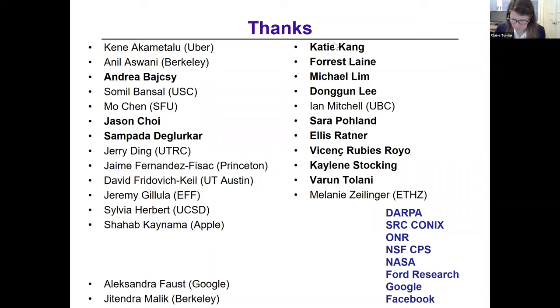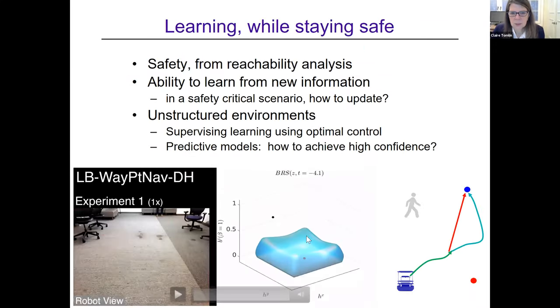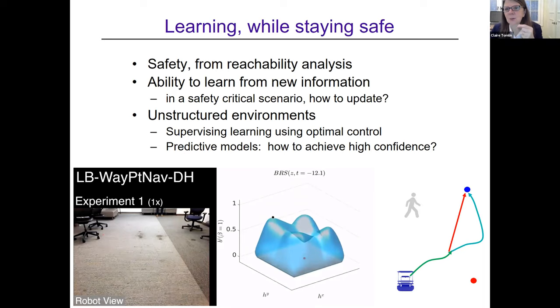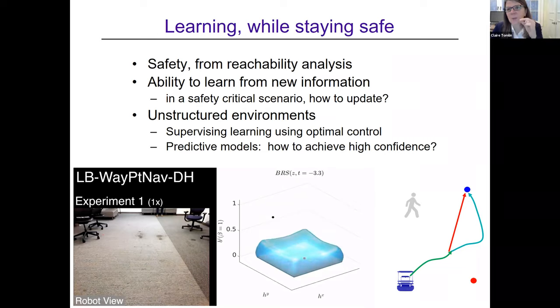But this work that I just mentioned, let me go back one slide. This is work with Andrea Bajcsy. She's using reachability in this way that is not just based on computing reachable sets over the physical variables of motion in a model, for example, or the motion of the person. It's also that one of the variables she's computing the reachable set over are these parameters that are being learned over time.